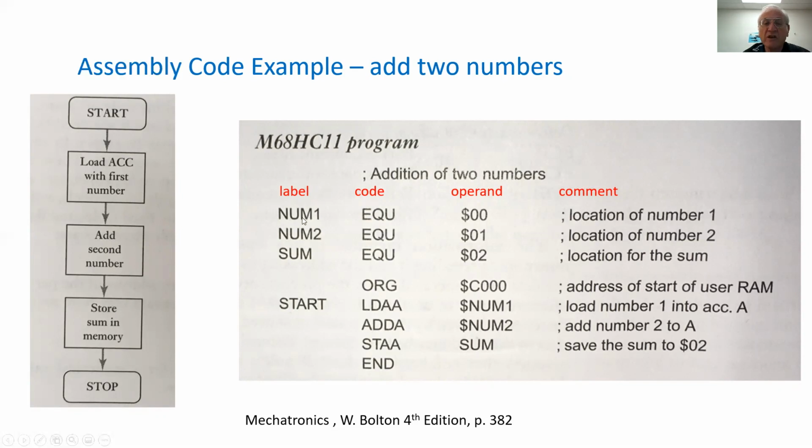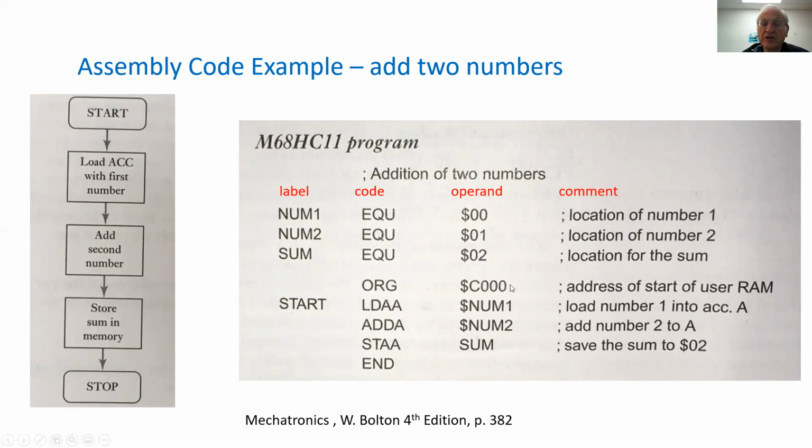So we define over here the value in location hexadecimal 00 as num1. We equate that. Num2 is the value in this location. Then we define the sum will be stored in location 02 hexadecimal, and then we start the program over here.